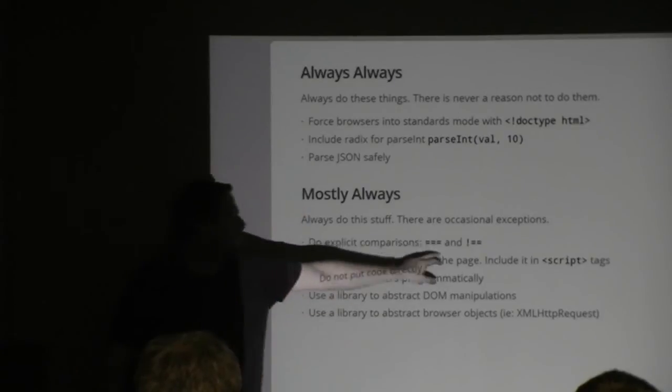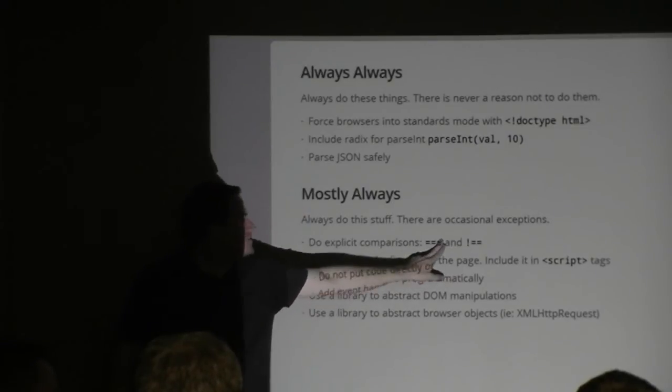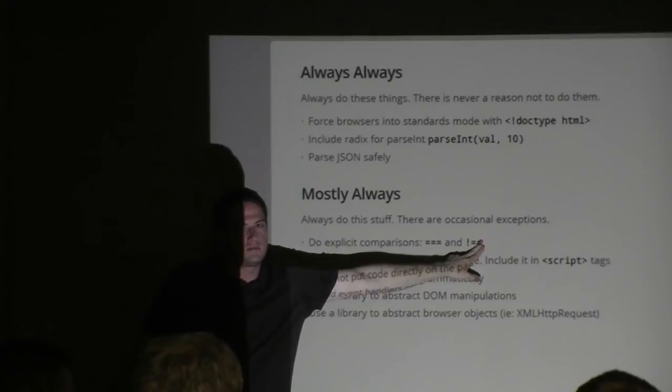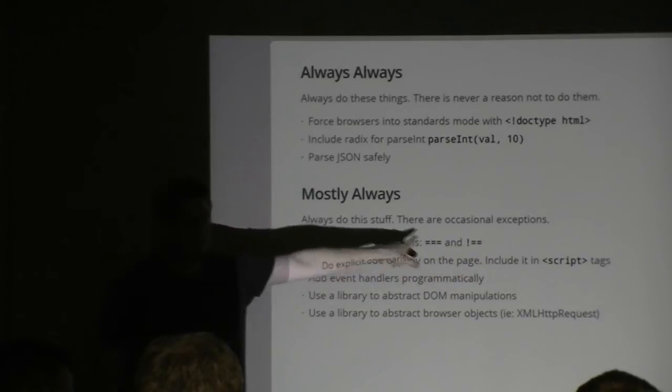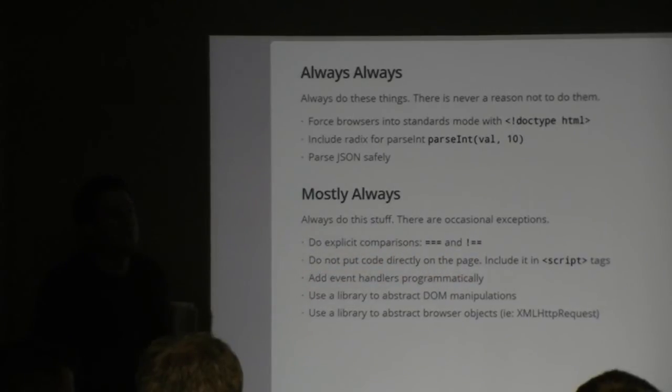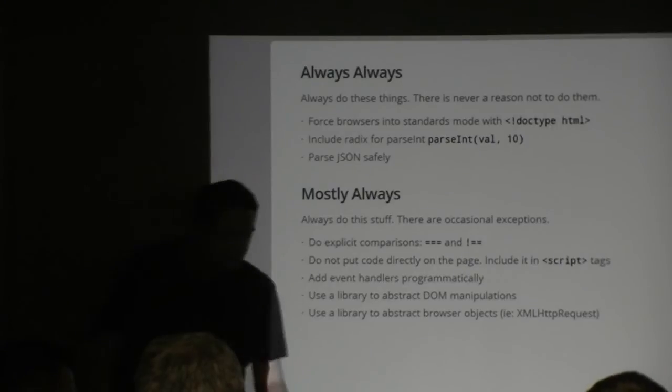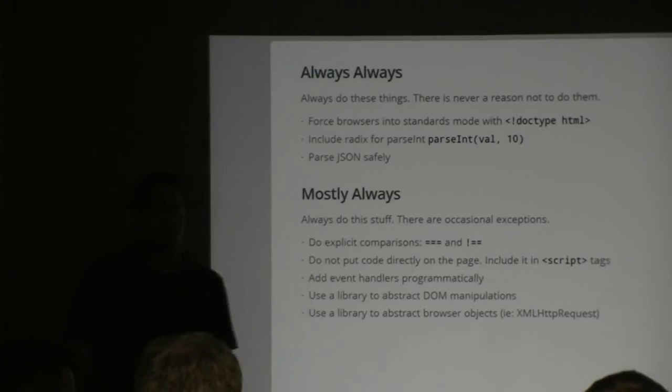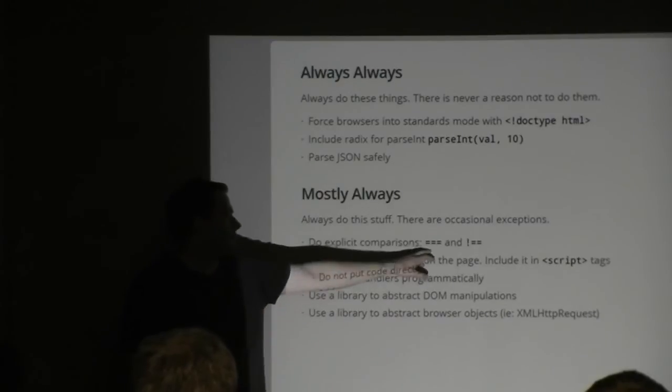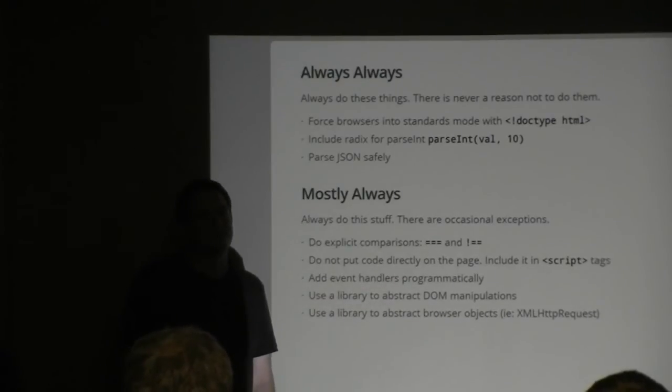Do explicit type checking. JavaScript has a double equals operator, without the triple, and it doesn't check type. This is really true for any loosely typed language, but especially in JavaScript. It's always going to benefit you to do type checking against your variables.